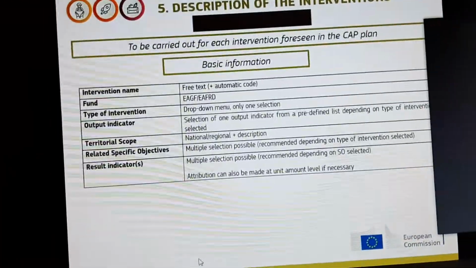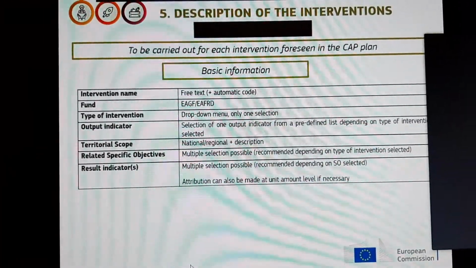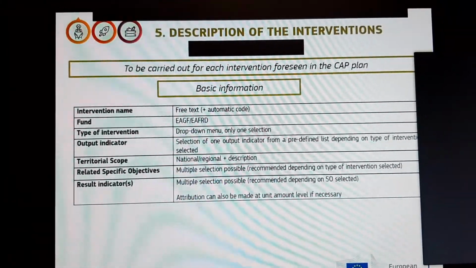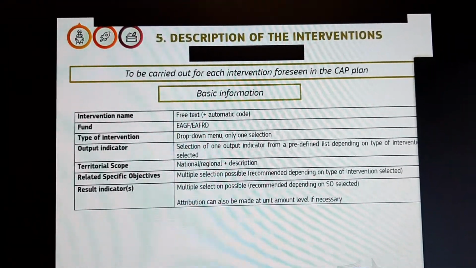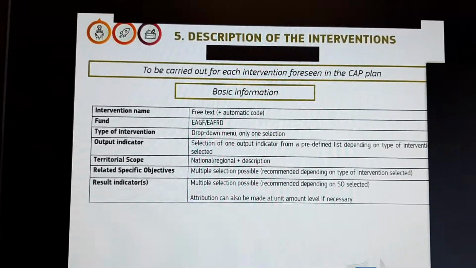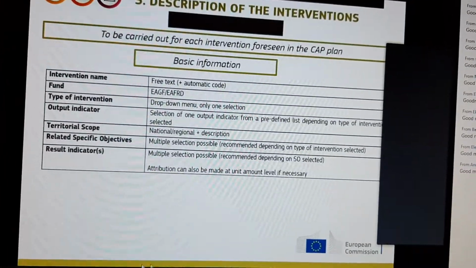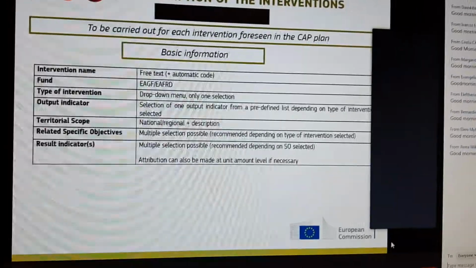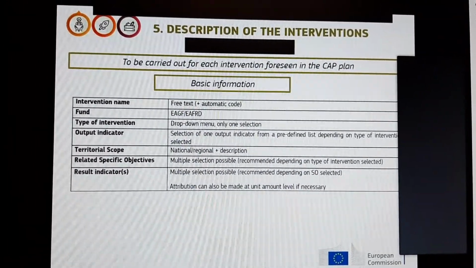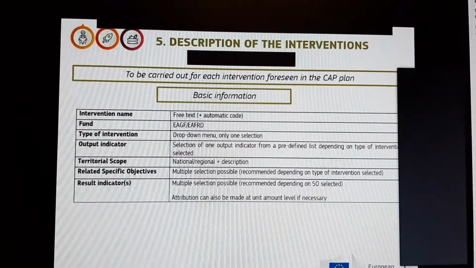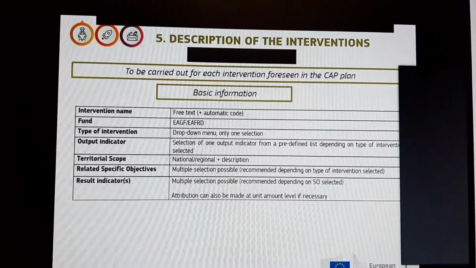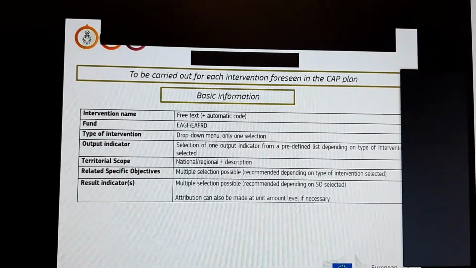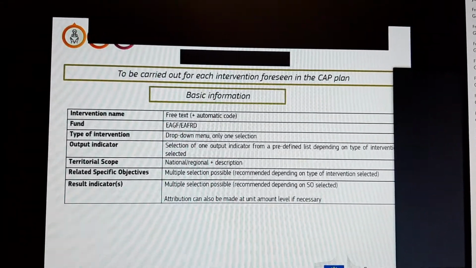So in this basic information, you will see first the name that you will give to this intervention, because this is, of course, a free text. It's not pre-filled in the basic act. So you will be able to define the name as you wish, and there will be an automatic code assigned by the system, so we can trace it and link it in the different sections of the CAP plan.